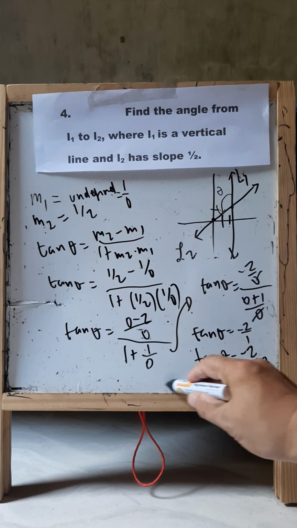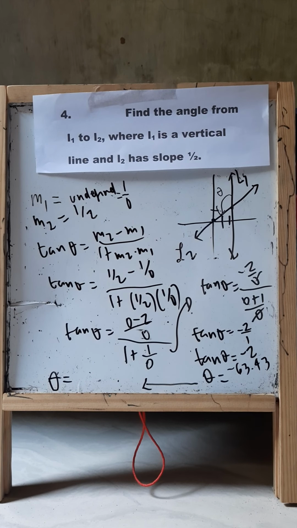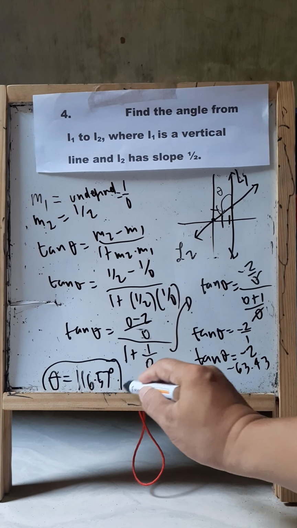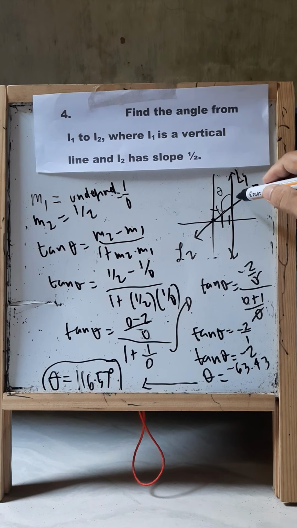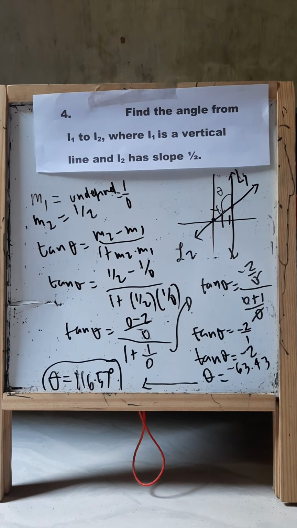Then here, what did I tell you when the angle slope is negative? Okay, just add 180. So negative 63.43 plus 180 is 116.57 degrees. That is now the measure of the angle formed from line 1 to line 2. Right? It is an obtuse angle. So that's how to solve for number 4. Let's proceed now to number 5.